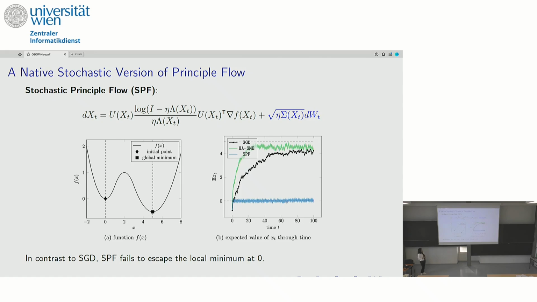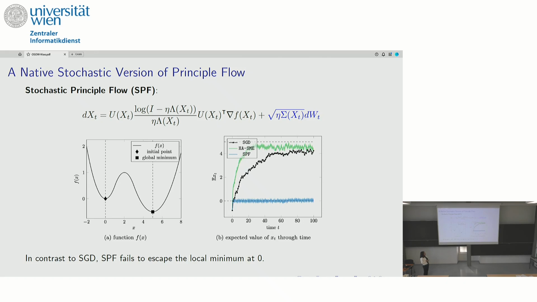Here's one example where you have a piecewise quadratic function with two local minima. There is a bad local minimum at 0, and another, good local minimum at x equal to 5. Let's say we initialize from the local minimum at 0 and run stochastic gradient descent with constant step size. It will escape from here and gradually converge to a point nearby this global minimum.